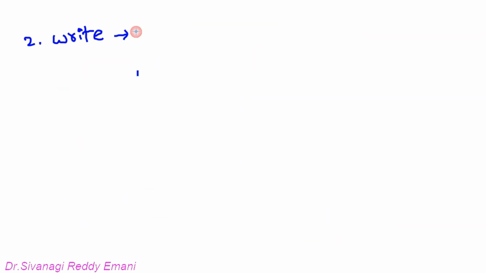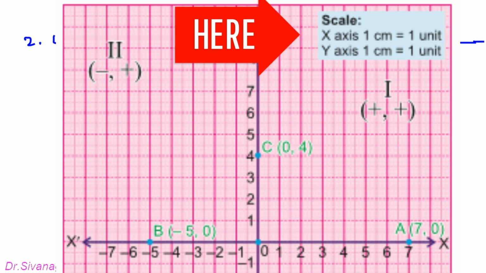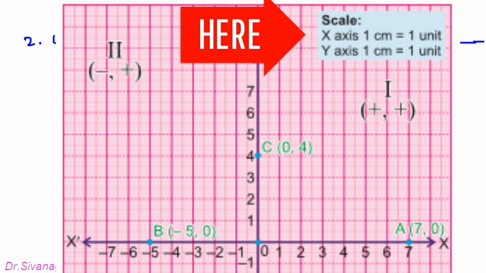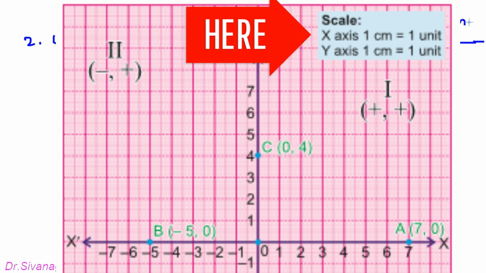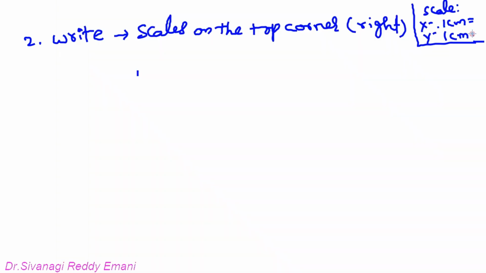Then next, we have to write the scales on the top right corner: what is the x-axis scale, how much, and the y-axis scale, how much we are taking. For example, 1 centimeter on the x-axis is equal to how many units, and 1 centimeter on the y-axis is equal to how many units we are taking.